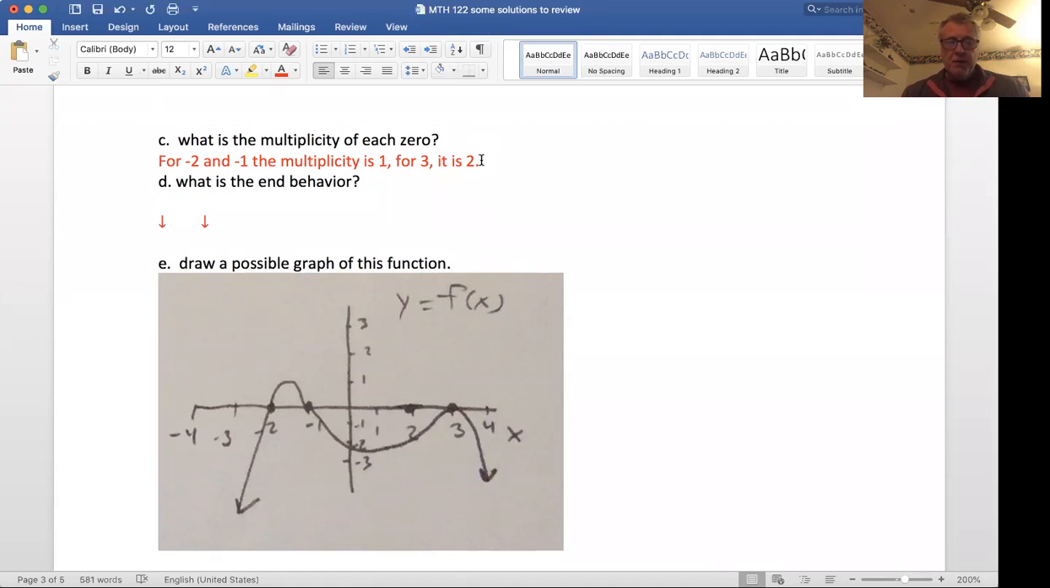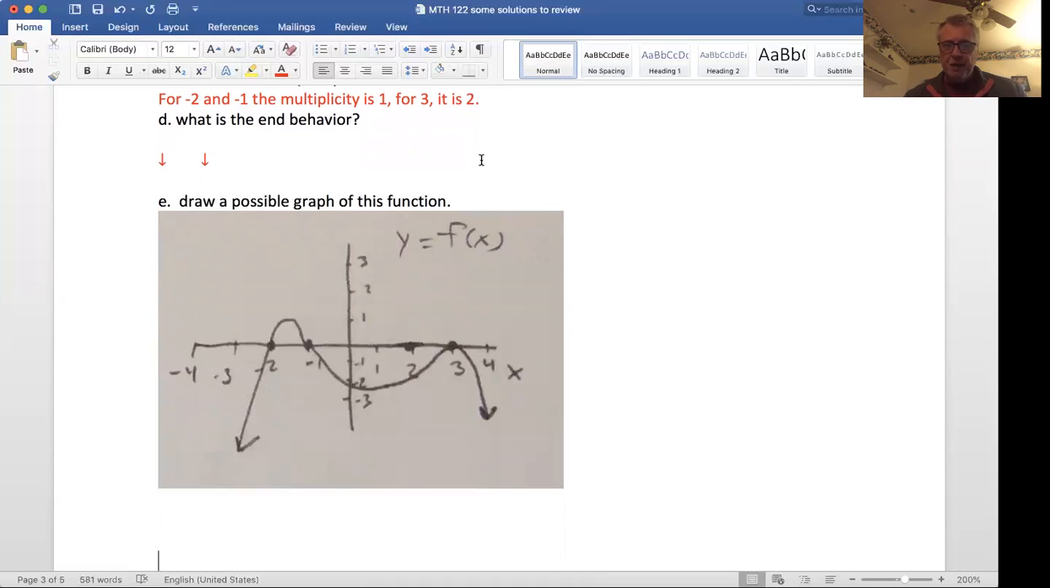And what's the end behavior? Since we have a negative leading term, it goes down in both directions toward negative infinity. As x approaches negative infinity, y approaches negative infinity. As x approaches positive infinity, y approaches negative infinity. So y goes to negative infinity in both cases, and that's consistent with a fourth degree polynomial with negative end behavior.